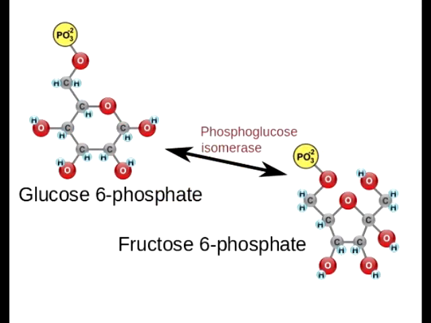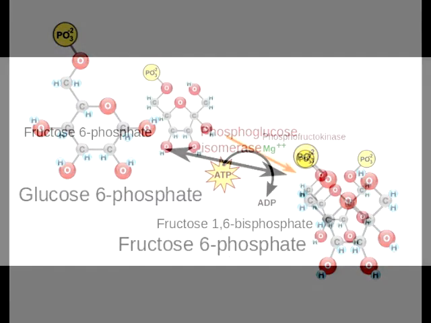The next step, once we have glucose 6-phosphate, you're going to see glucose 6-phosphate via phosphoglucose isomerase converted to fructose 6-phosphate. So again, you have an isomerase which is going to create an isomer of glucose. So that moves glucose 6-phosphate to fructose 6-phosphate.